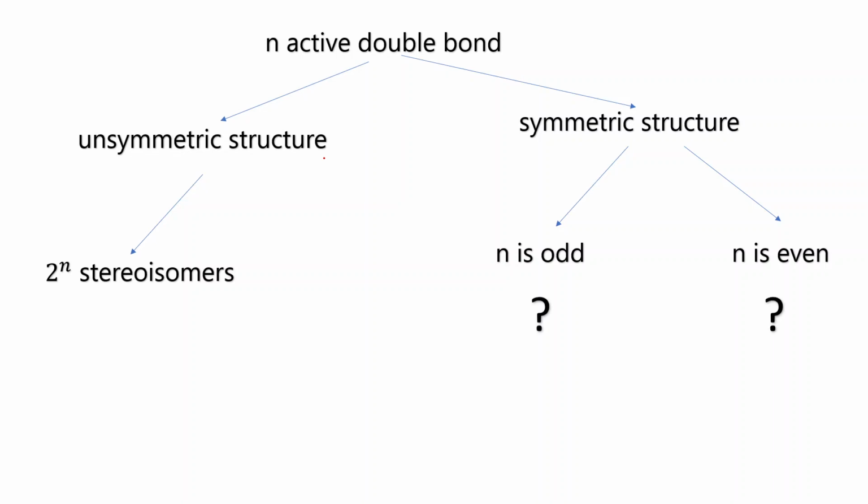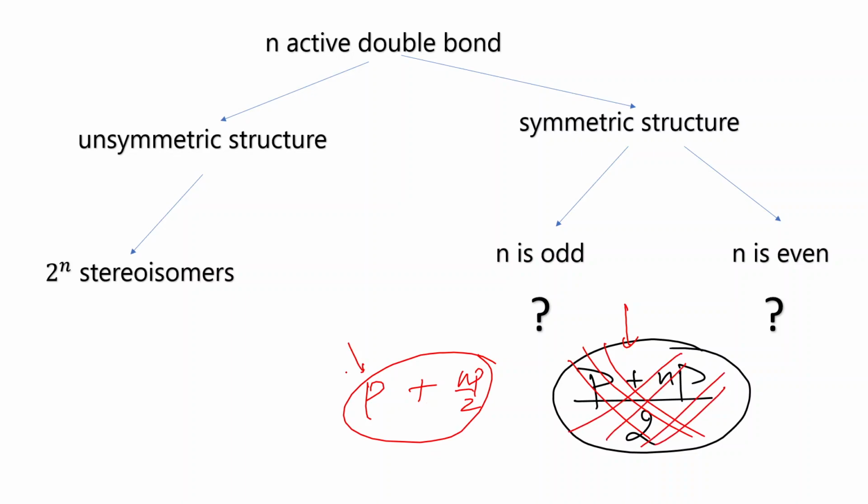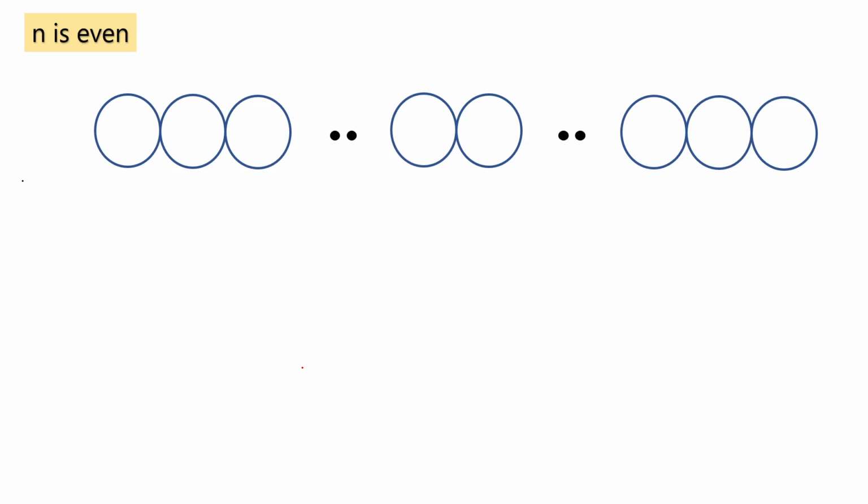So what we have done in the case of n is odd, like we have done the case of 3 active double bonds in symmetric structure, and 4 also. Here we got an answer of 6 stereoisomers, here we got an answer of 10 stereoisomers, but we will have to generalize it. The idea is very simple. You write down the sequences and you do P plus NP by 2. Sorry, my bad. Now this is wrong. You have to take all of the palindromic sequences and half of the non-palindromic sequences, as we have done before.